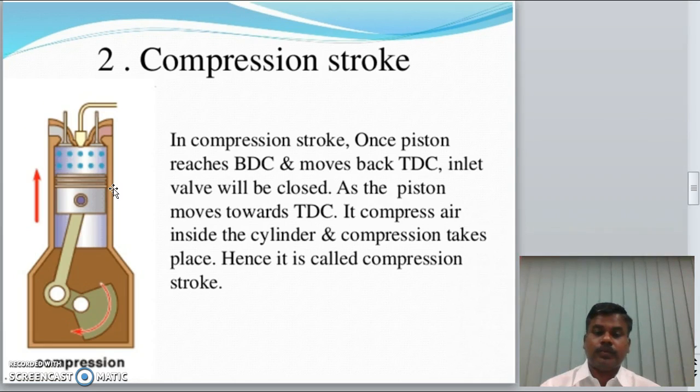The second stroke is the compression stroke. You can see both the valves are closed. The piston moves from bottom dead center to top dead center, so the air gets compressed. Please remember, the compression ratio will vary from 10 to 20. Normally, a single cylinder four-stroke diesel engine used in our labs will have a 12.6 compression ratio.